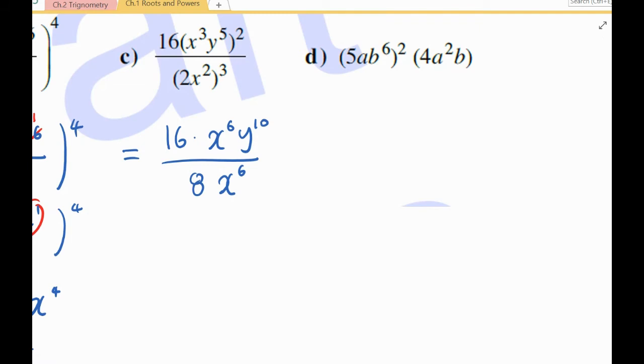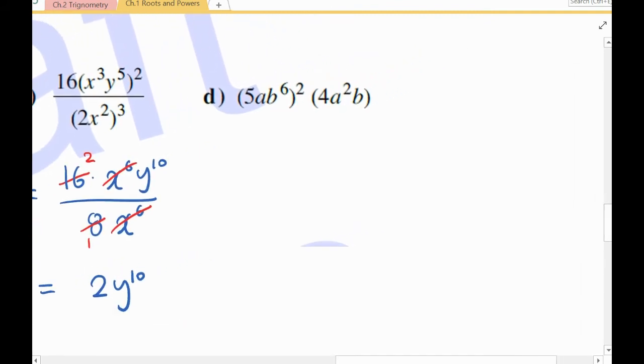Alright, and 16 and 8. 8 becomes 1, 16 becomes 2. And x to the power of 6, x to the power of 6, they cancel out. And that is 2, y to the power of 10. That's the answer. Over 1, but over 1, we can just omit over 1, right? So 2 times y to the power of 10.